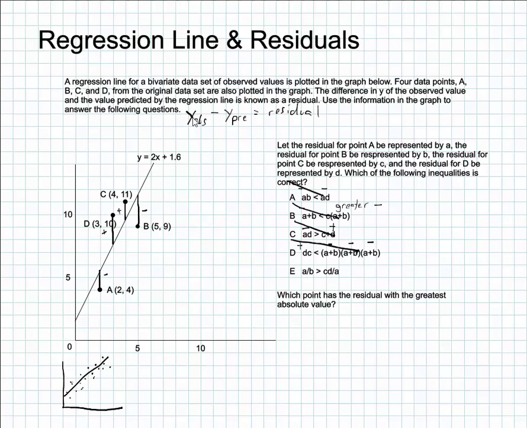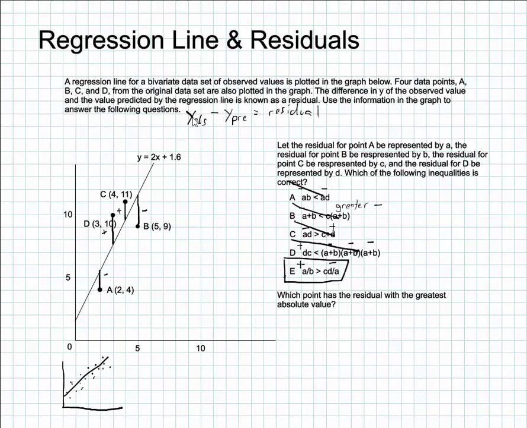So that leaves us with E, which by process of elimination is probably true, but let's just do it anyway. A divided by B, that's a negative divided by a negative, that's going to be a positive, is greater than CD over A. C is positive, D is positive, and A is negative, so that is a negative. So a positive is greater than a negative, yes.